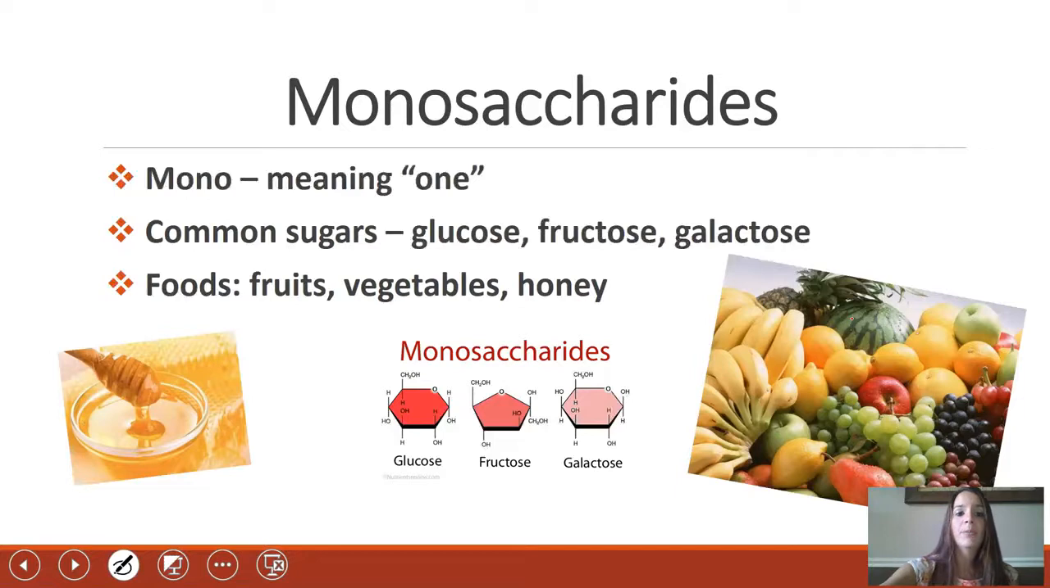So first up is monosaccharides. Like I had mentioned, mono meaning just one. So these are common sugars such as glucose, fructose, and galactose. And foods that have monosaccharides are things like fruits, vegetables, and honey. Also meaning these are very quick sugars. So if you eat something that's a monosaccharide, your body's going to break it down very quickly, and as a result, you'll get a very quick boost of energy.